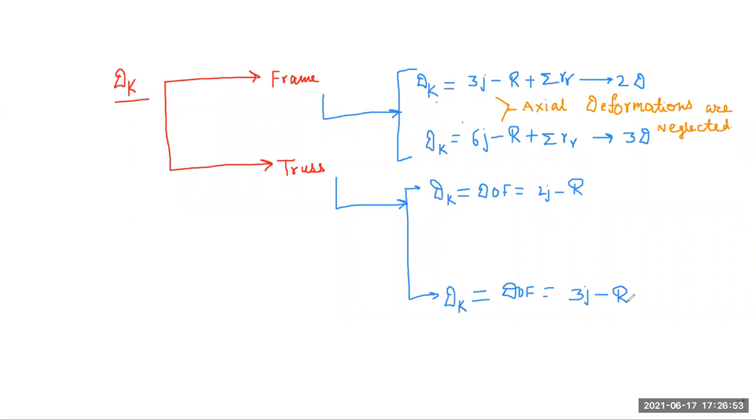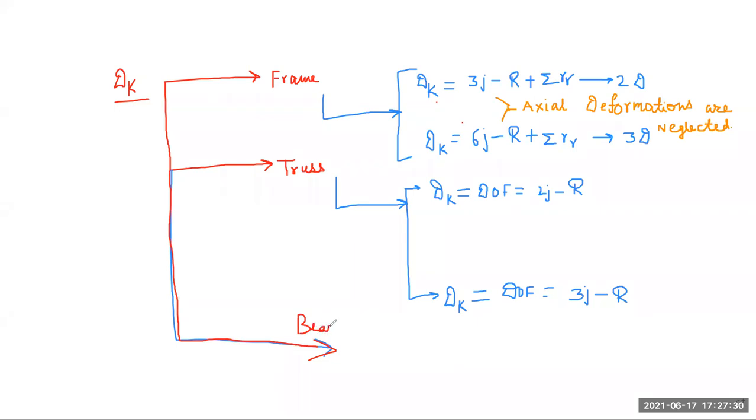So these are the basic formulas for your calculation of DK for your frame and for your truss. Generally, we do not find DK for beam, but do not worry, if a DK for beam case comes, then we will also solve it. When DK for beam comes, I will tell you how to solve it for your 2D beam. But generally they do not ask DK for beam in examination.